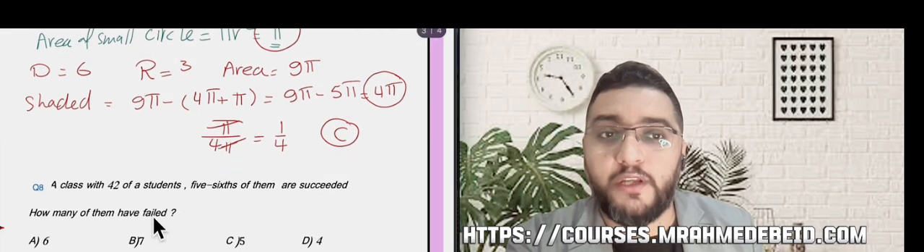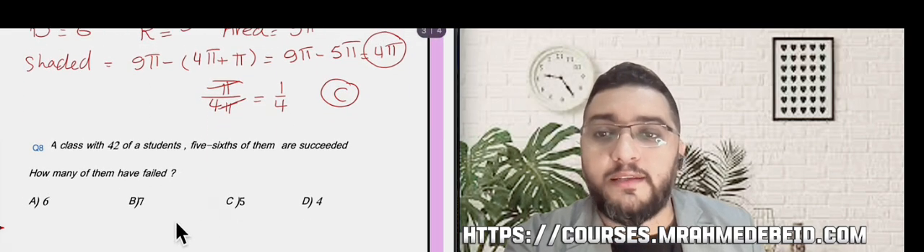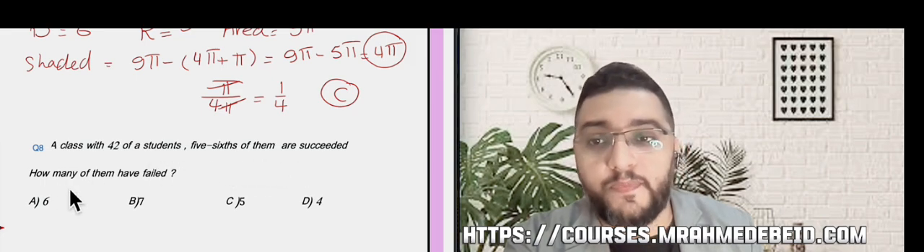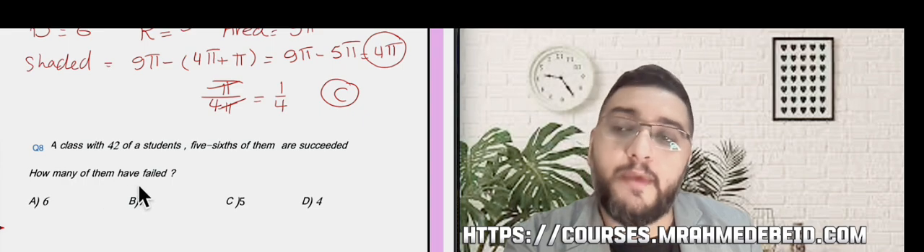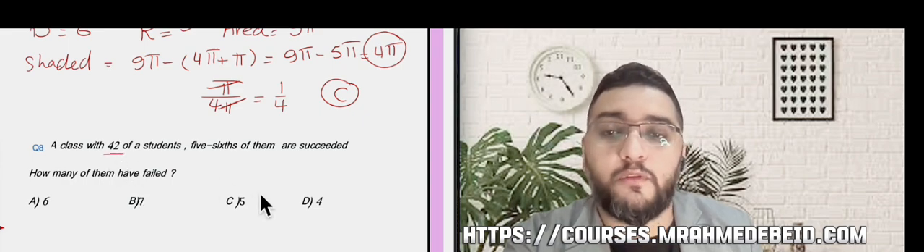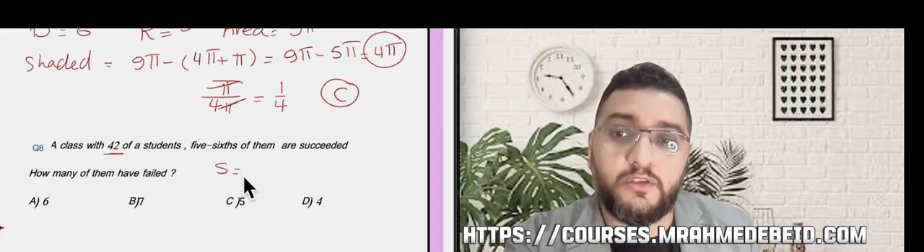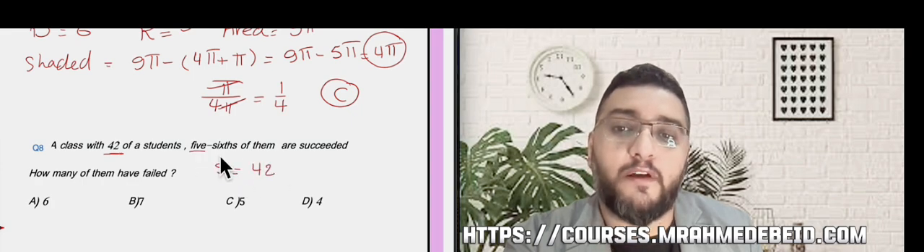Let's move to question 8. A class has 42 students, and 5/6 of them succeeded. How many of them have failed? We have a class with 42 students. If you would like to find the number of students who succeeded, you will just multiply 42 times 5 over 6.